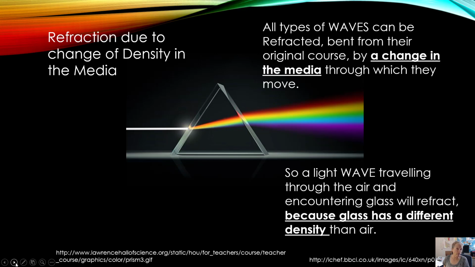Same thing would happen if that prism was underwater, because water is not as dense as solid glass. So it would also bend it, not as much as it would with air because there's a bigger difference in density between solid and gas than there is between liquid and solid. But it would still be the same principle. It's all about density. You know that density is going to be on the first test, right?